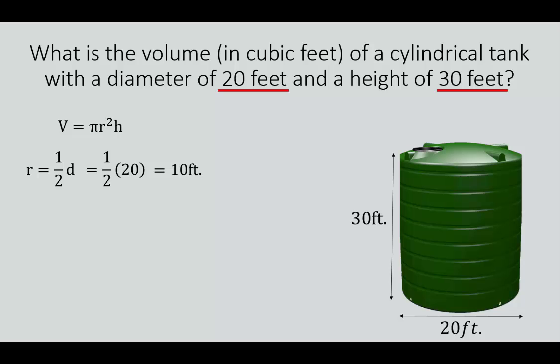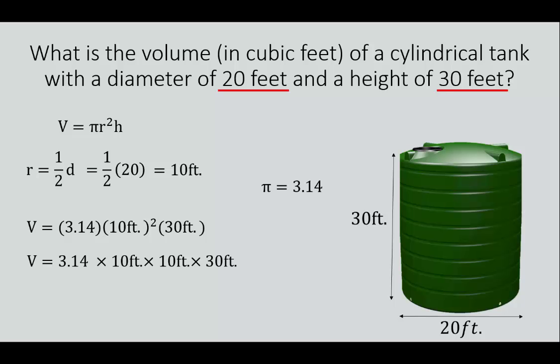And to make the equation a little easier, let's use 3.14 for pi. Plug all these numbers in. 3.14 times 10 squared, times 30. This gives us a total of 9,420. Let's make sure we have the right units. We have feet multiplied 3 times, so we have feet to the 3rd power, or feet cubed.